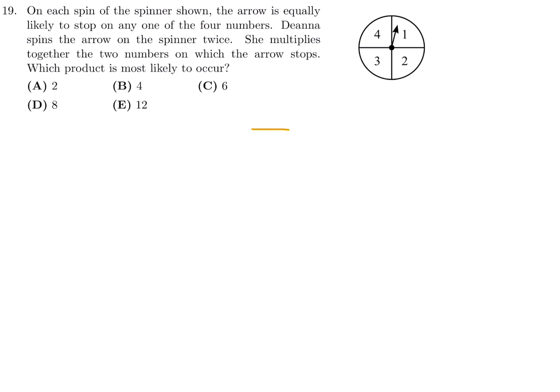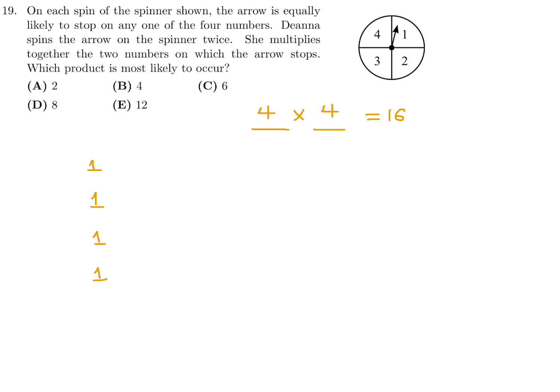Well, the first time you spin it, it's got to have any of those 4 numbers, and the second time you spin it, again, it's going to have any of those 4 numbers. So there's a total of 4 times 4, 16 possible outcomes in terms of the 2 numbers that will result. So since there's 16, which isn't really that many, I can write them all out.